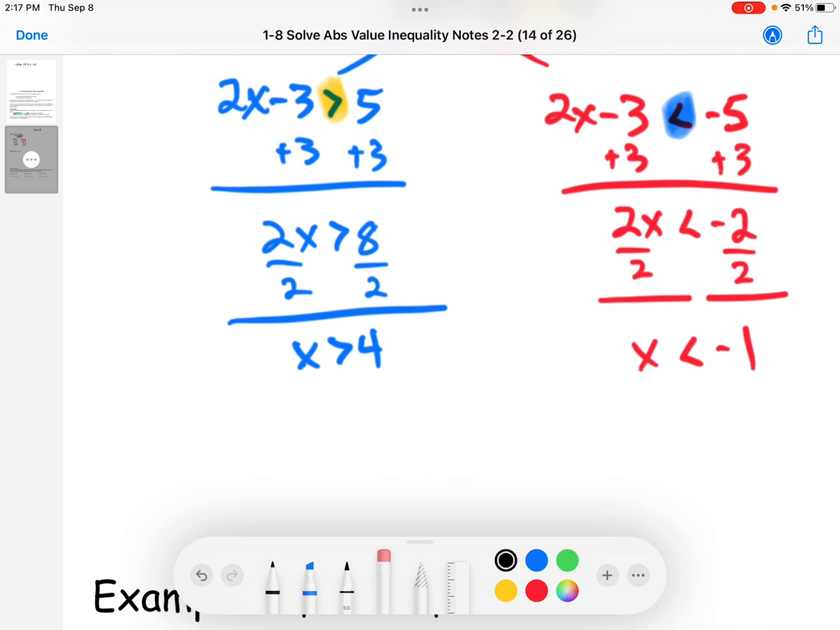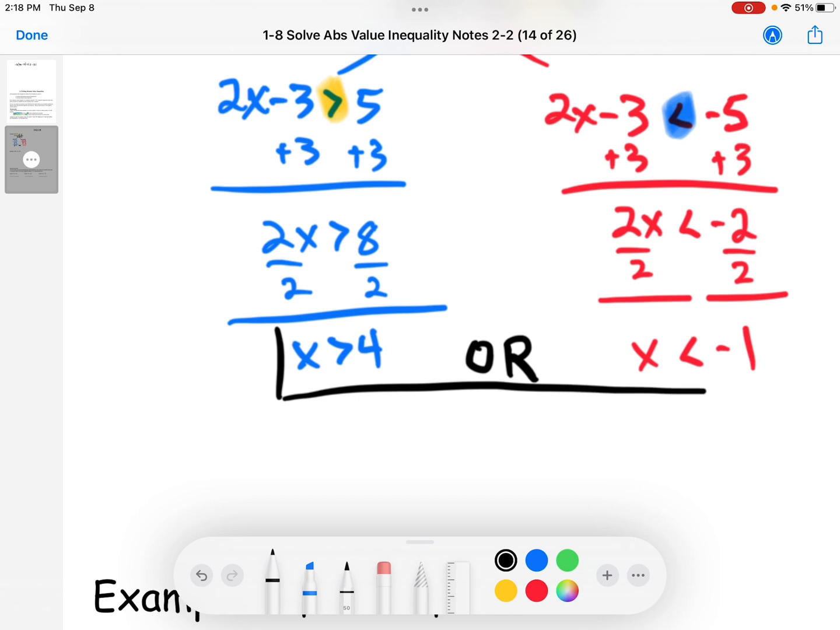But let's look at it the other way. Let's pick a number that does fit into the red inequality. Let's say negative 2. Negative 2 is less than negative 1, but does negative 2 fit into the other one? Is negative 2 greater than 4? Absolutely not. That doesn't fit whatsoever. What this tells us is that these two groups of numbers, these two inequalities, are completely exclusive of each other. It is not possible for any number to fit into both of those categories. So what we put in between our two solutions is the word or.